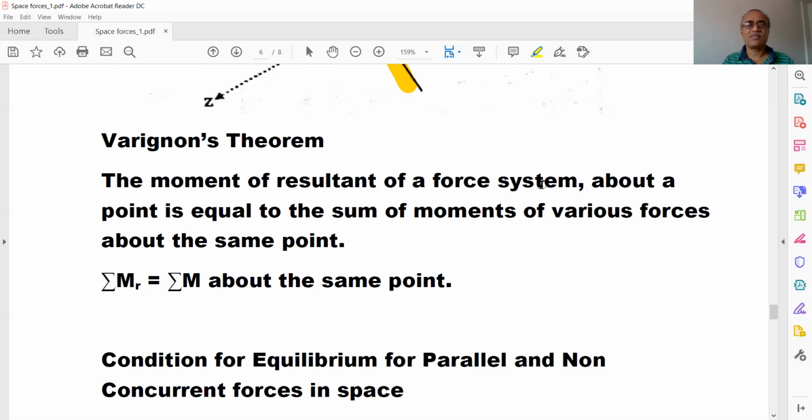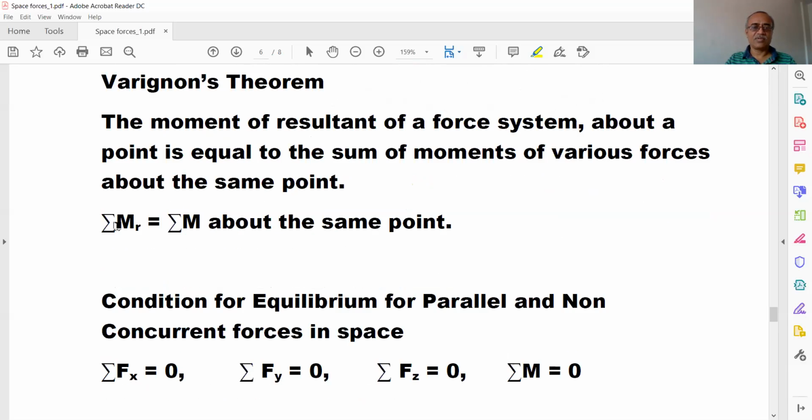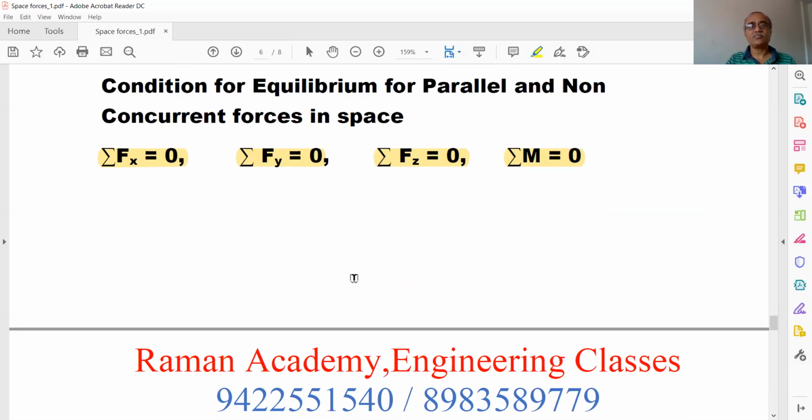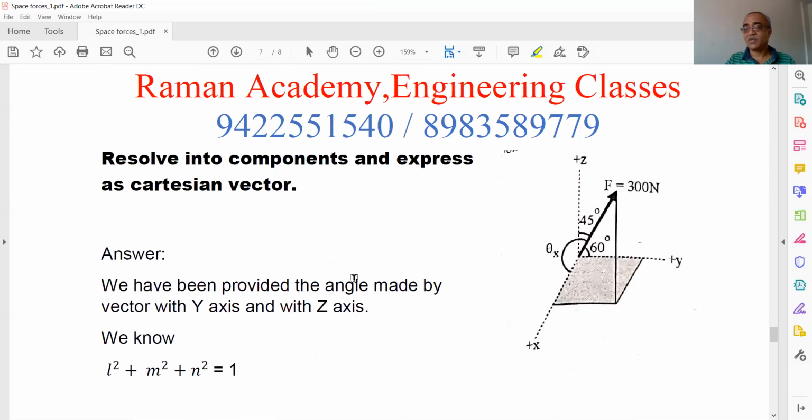Finally, Varignon's theorem, which we have already studied for two-dimensional forces: the summation of the moments of the forces about a particular point is equal to the moment of the resultant about that same point. And in case of space equilibrium, what is the condition? Summation Fx is equal to 0, summation Fy is 0, summation Fz is 0, and summation M is equal to 0.